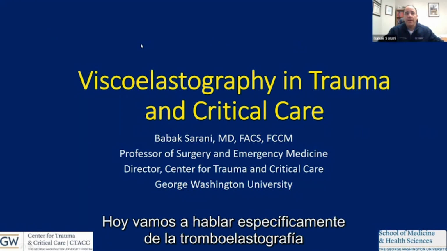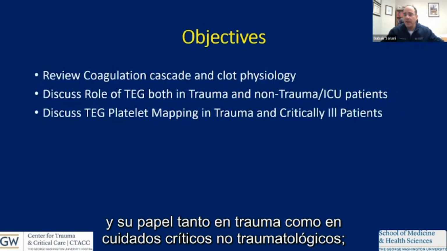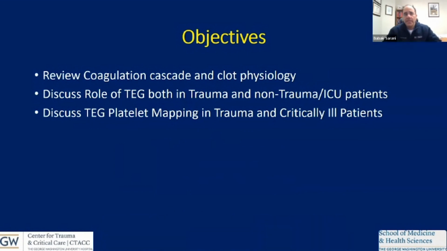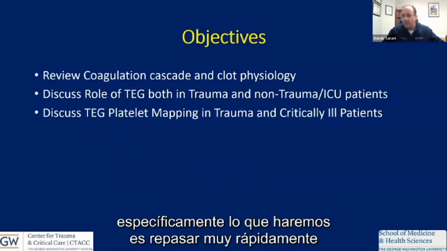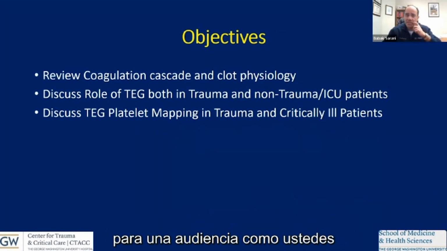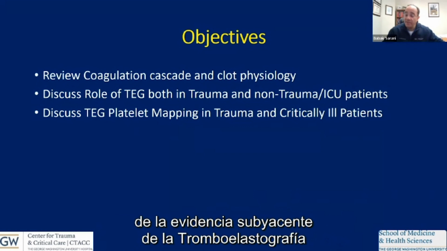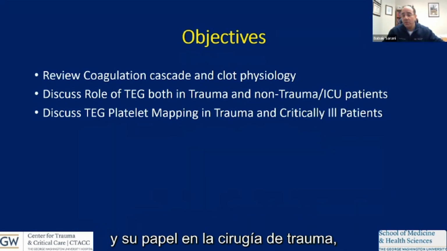Today, we're going to talk about thromboelastography specifically and its role in both trauma as well as non-trauma critical care. Specifically, we'll very quickly go over the coagulation cascade, some very basic physiology, fairly quickly for an audience like you, and then move on to actual thromboelastography. And we'll discuss a little bit about the evidence underlying thromboelastography and its role in trauma surgery.